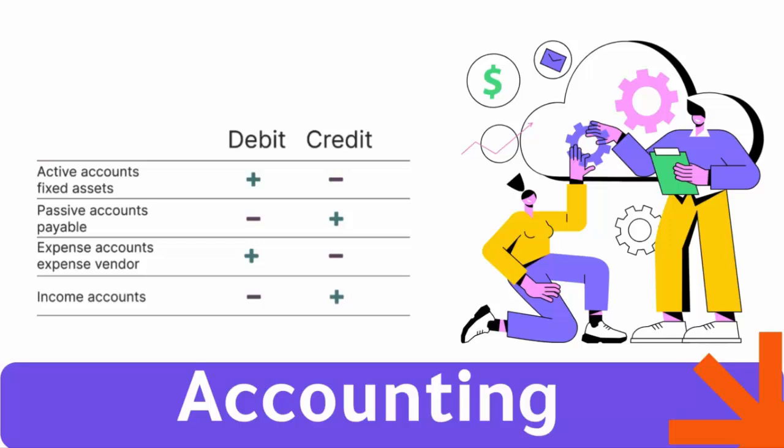So active accounts will increase on the debit side and passive accounts will increase on the credit side, and that's the same thing for expenses and income.